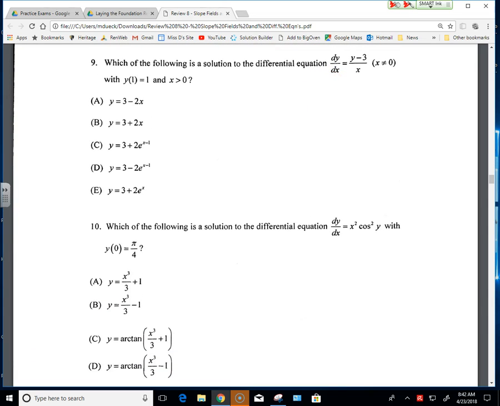Which of the following is a solution to the differential equation? How would you have to start solving? Yes, and what do I say? Because this one looks confusing. I always say do what first? Yeah, but what do I say to do first?